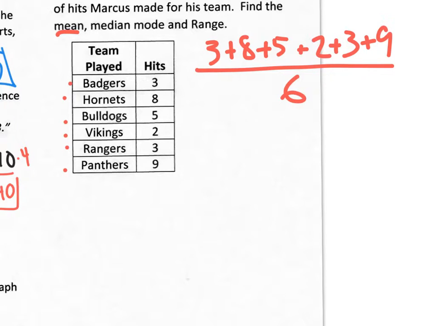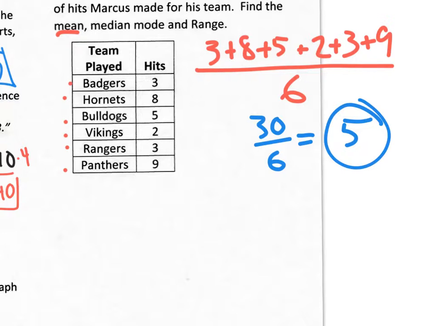Okay? So let's actually do this. What is 3 plus 8? That's 11 plus 5, 16. 30. Yeah. 30. Okay? 30. And 30 divided by 6? 5. Sorry. Trying to rush through this. I'm messing up. So the mean is 5. That's the mean.